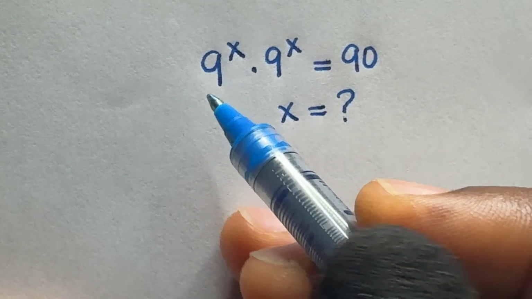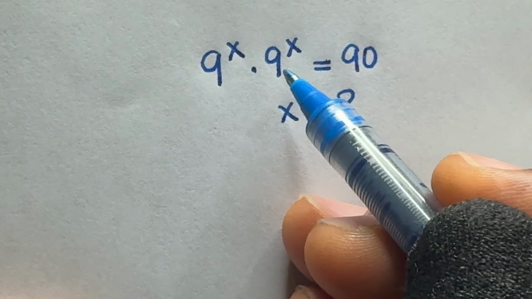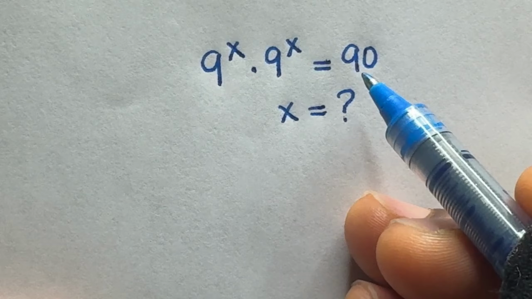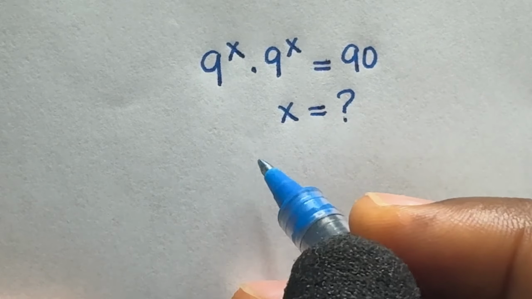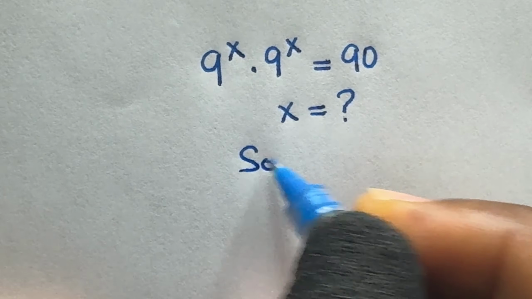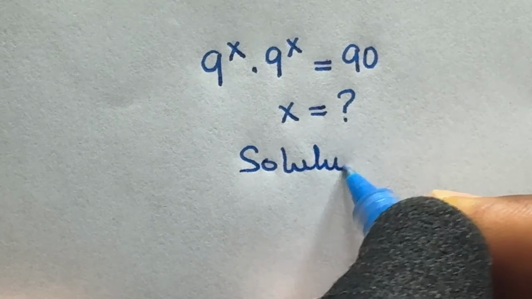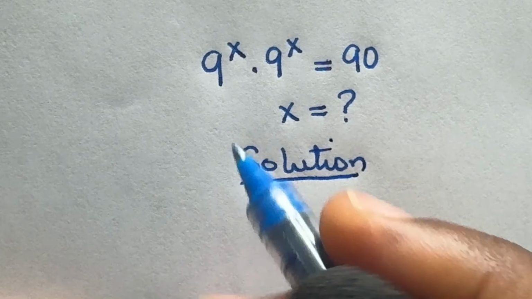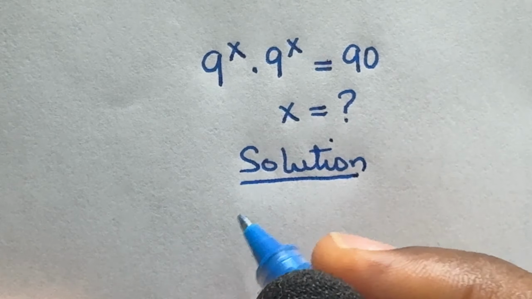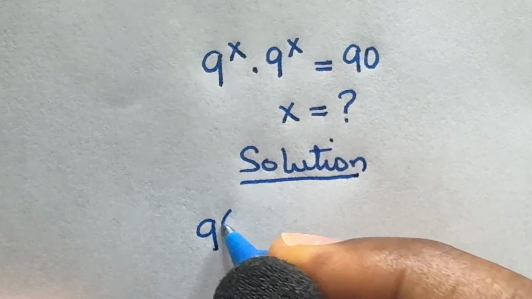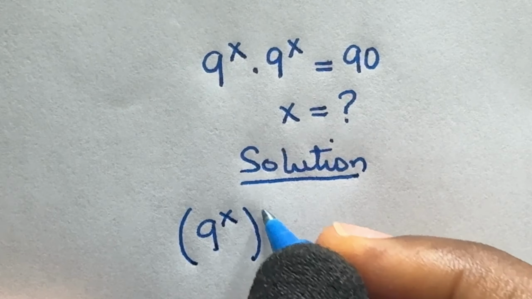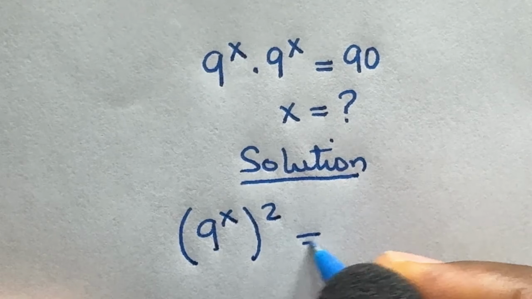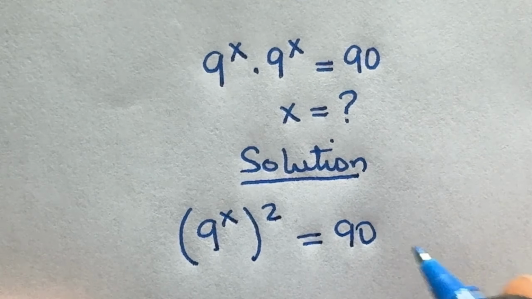Hello. 9 raised to power x times 9 raised to power x is equal to 90. Find x. This is going to be 9 raised to power x, raised to power 2, equals 90.